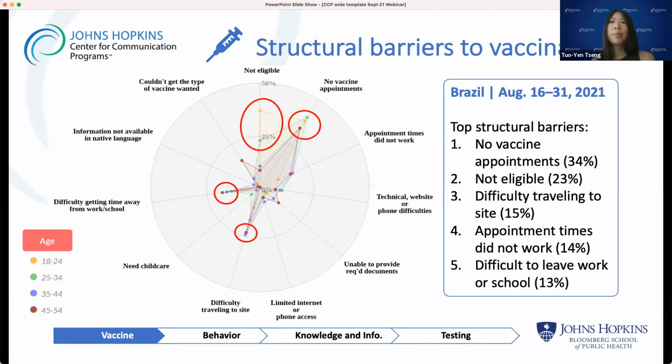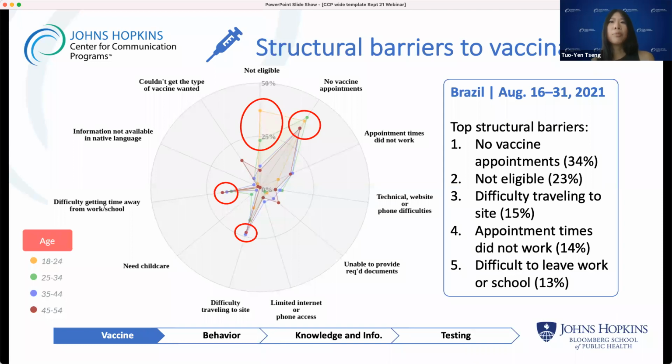Each layer of the web is marked with a different color based on demographic characteristics. In this case, I'm showing different age groups. Similar to other sections, you can interact with this graphic on the dashboard to view different demographic breakdowns.